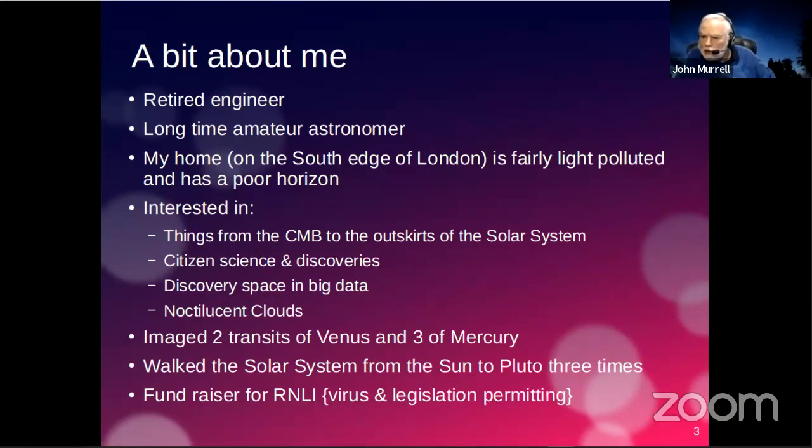And as I've said before, the picture that's behind me somewhere, over there somewhere, is noctilucent clouds. I like to look at those. I can just about see them from here when it's a good day. I've actually managed to see two transits of Venus and three of Mercury in my life and image them, which was quite surprising. It was actually clear from the south of England just about for both transits of Venus. And I've also walked the solar system from the Sun to Pluto. If someone wants to know how you do that, I'll talk about it later on.